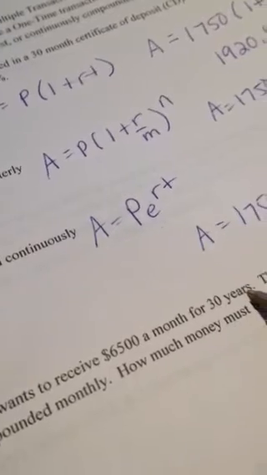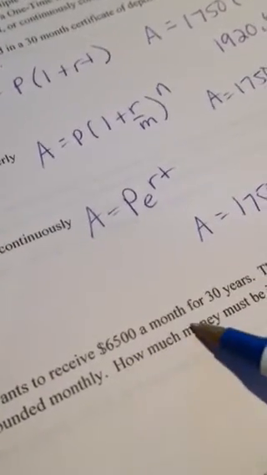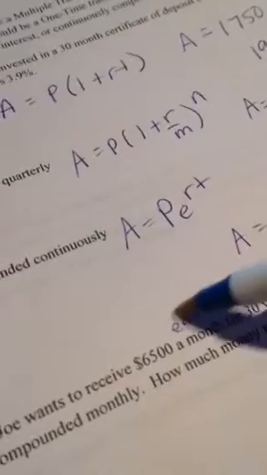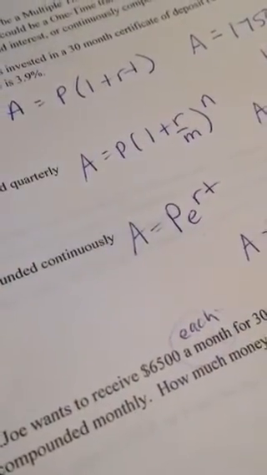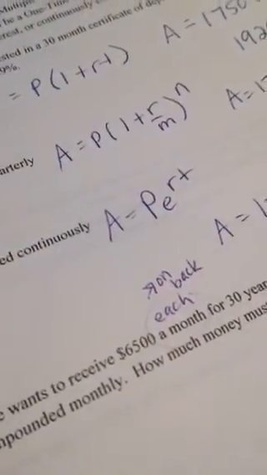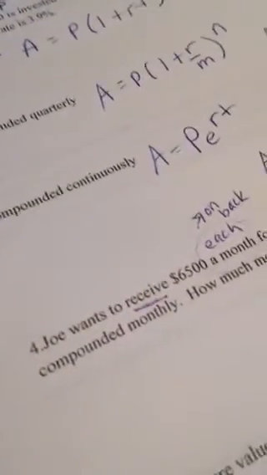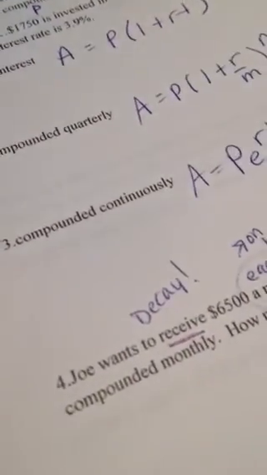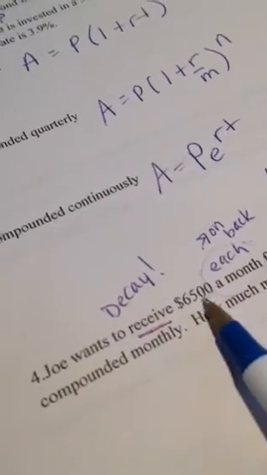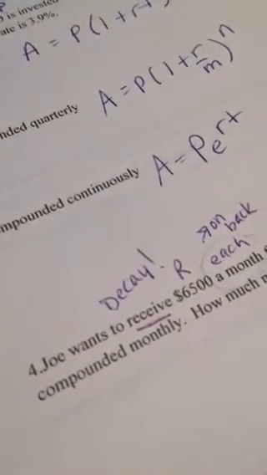Okay, number 4. Joe wants to receive $6,500 a month for 30 years. Now this is a little bit slang, a month. I probably should have said each month or every month. That word right there tells you that you should be on the back of your cheat sheet, because if it happens more than once, you're on the back. If you want to receive, that means you want to get it, which means that's a withdraw. So you're in the middle section. That's your decay formulas, okay? And if you want to receive $6,500 each month, that's your letter R. Your regular payment is how much you want every month.